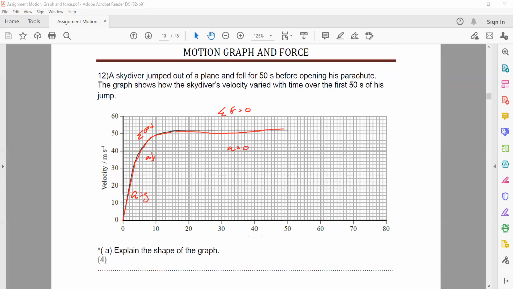So when you explain the shape of this graph, you have to use the concept of air resistance. Initially the acceleration is due to gravity. As the speed increases, the air resistance increases, so the resultant force decreases, which decreases the acceleration. And once air resistance matches the weight, he will move with a constant speed, or zero acceleration.